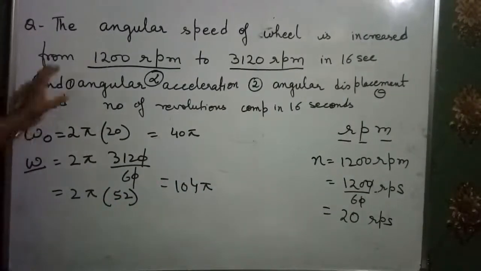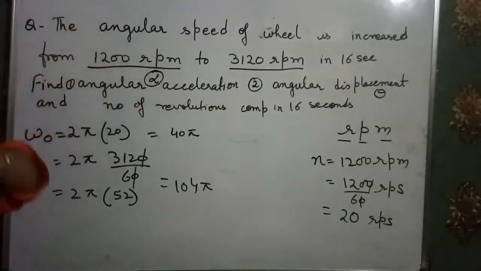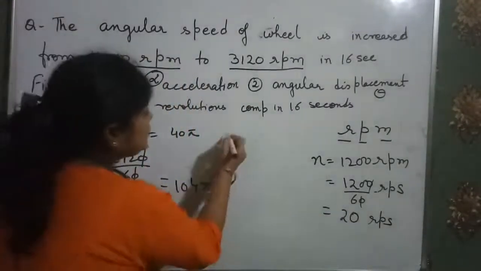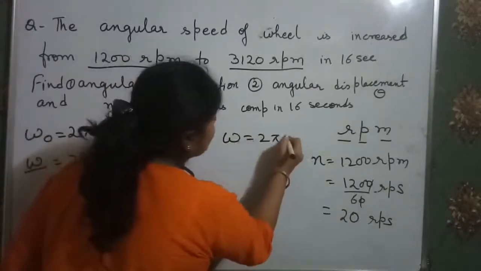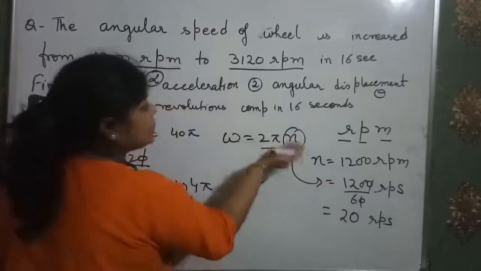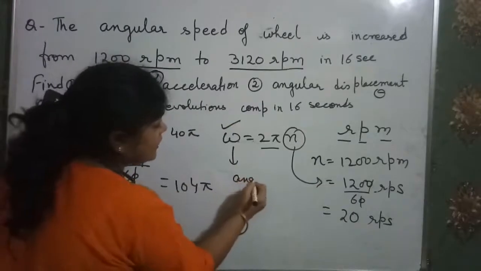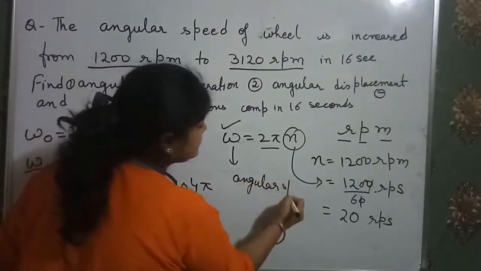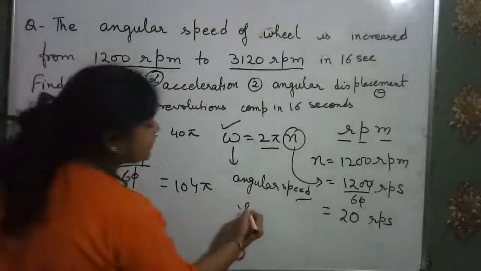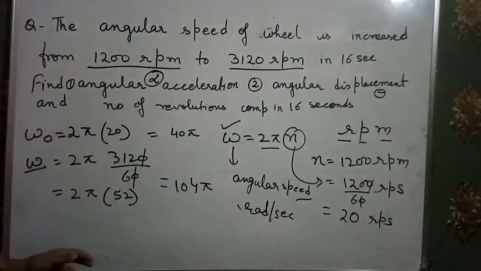So whenever it is given in revolutions per minute, just convert it into revolutions per second by dividing it by 60. Then use the formula 2 pi n. N means revolutions per second. Put all the values and find the value of omega. Omega is what? Angular speed. Its unit is radian per second. Clear? Now comes to the question.